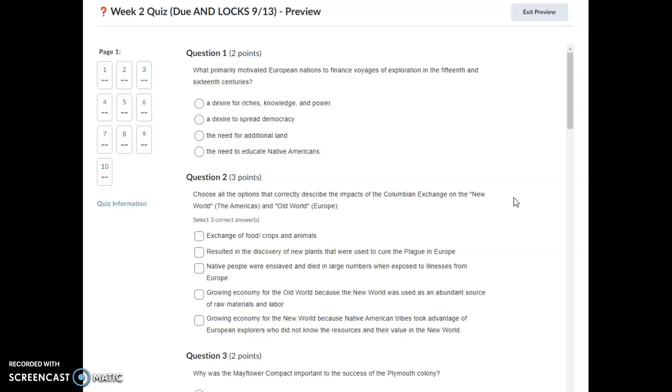Next is native people were enslaved and died in large numbers when exposed to illness from Europe. Next option is growing economy for the Old World because the New World was used as an abundant source of raw materials and labor. And the last option, growing economy for the New World because Native American tribes took advantage of European explorers who did not know the resources and their value in the New World.